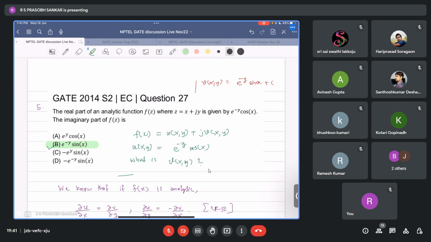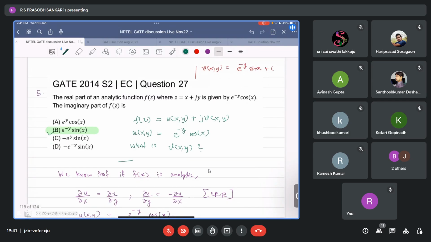So option B is the correct answer for this question. Any doubts? Any clarification? Is this okay? And for the exam, there is a trick also, not exactly a trick, but for this particular question. It is not clear from the options itself that there is no constant anywhere.